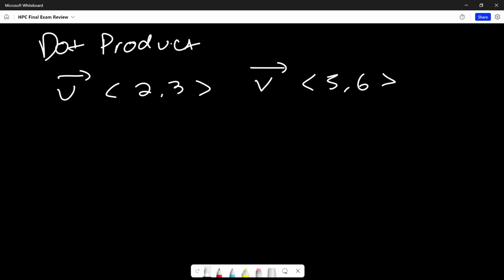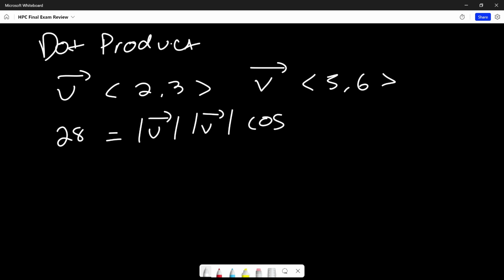So, as we said before, if we take the dot product of these two, it'll be 2 times 5 plus 6 times 3, which will be equal to 28. So we know the dot product is 28, and the dot product is equal to the magnitude of u times the magnitude of v, and then cosine of the angle in between u and v.